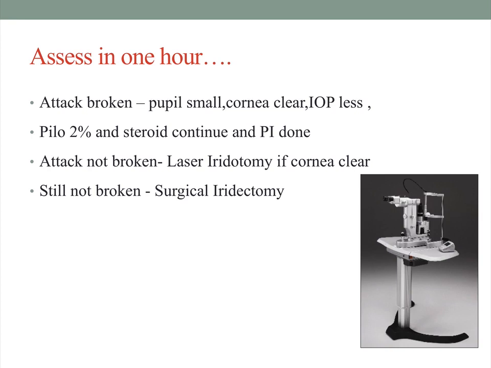If the attack is broken, the pupil will become small, cornea will clear, and intraocular pressure will be within normal limits. Pilocarpine 2% and steroids will continue, and peripheral iridotomy is done as soon as the intraocular pressure is under normal limits. If attack is not broken, then immediately laser iridotomy can be tried if cornea is clear. If the attack is not broken with laser, then surgical iridectomy can be tried.